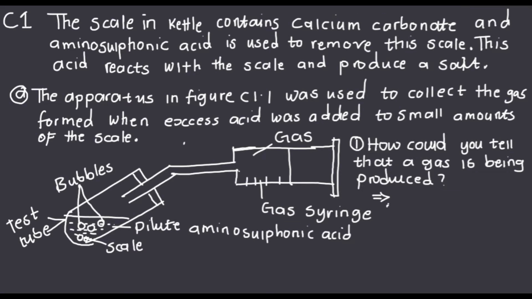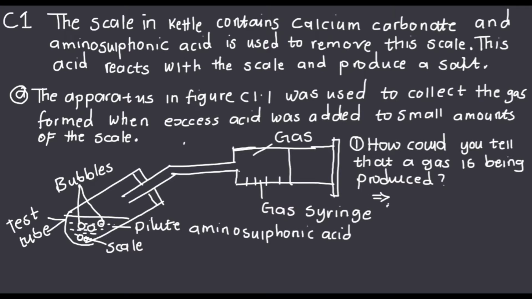The first question: the scale in a kettle contains calcium carbonate, and amino sulfonic acid is used to remove this scale. This acid reacts with the scale and produces a salt. Then question A: the apparatus in figure C1.1 was used to collect the gas formed when the excess acid was added to small amounts of the scale. If you look at this illustration, it's telling us the reaction between the calcium carbonate and this particular acid, which is amino sulfonic acid.